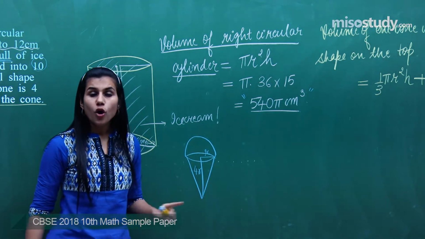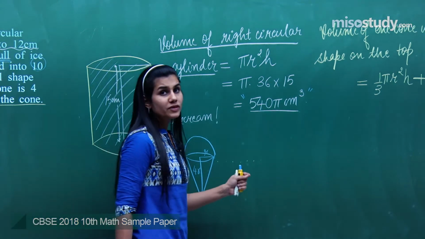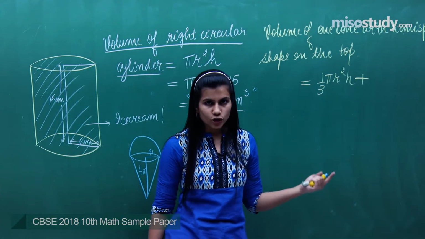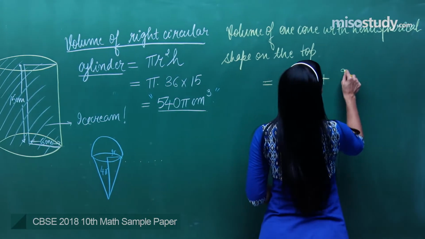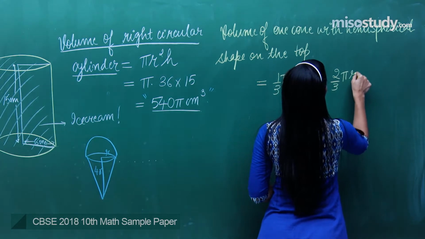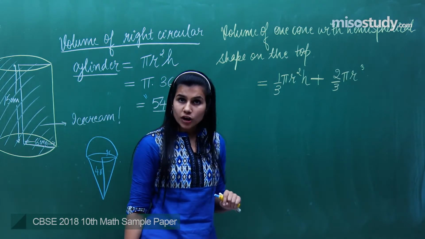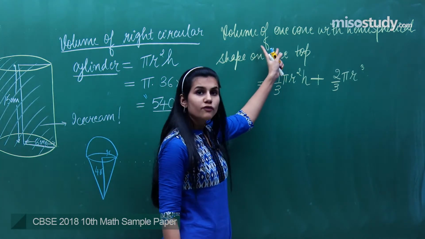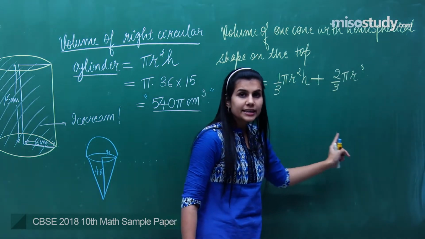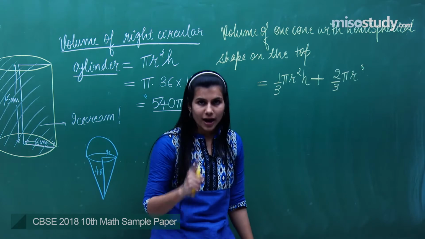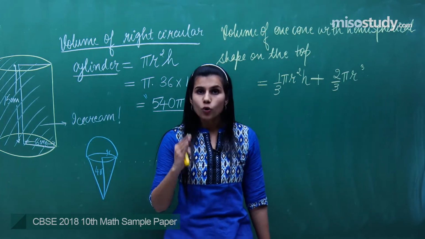What is the volume of a hemisphere with a certain radius r? The volume of a sphere is 4 by 3 pi r cube, and therefore the volume of the hemisphere is half of it, which makes it 2 by 3 pi r cube. Isn't it? That means the volume of one cone is this entire volume. This is the entire space present in one cone, and therefore this is the amount of ice cream which will be filled in one cone.